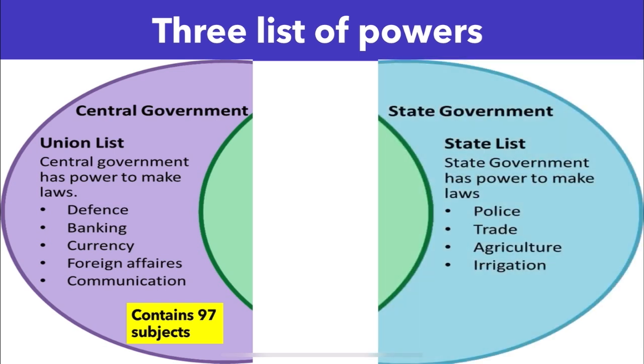The second list is the state list. The state government has power to make laws on the state list. It includes subjects like police, trade, agriculture and irrigation. It includes a total of 67 subjects.